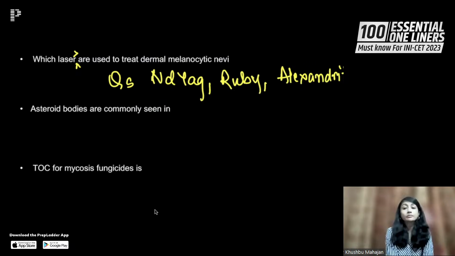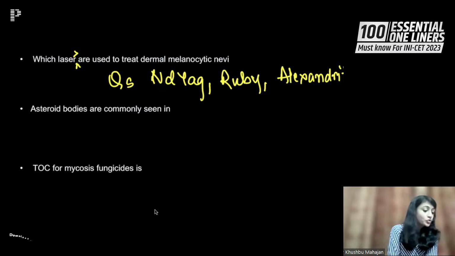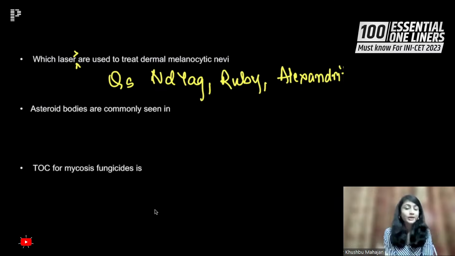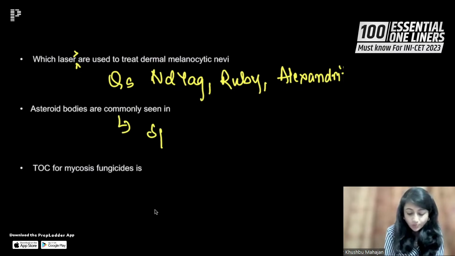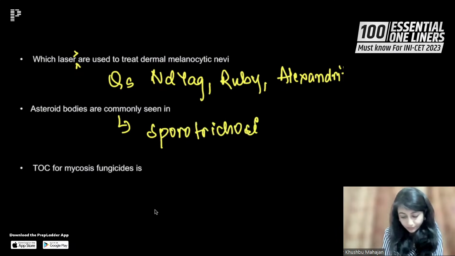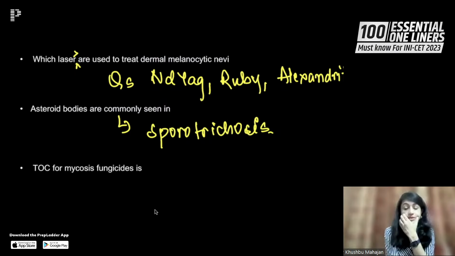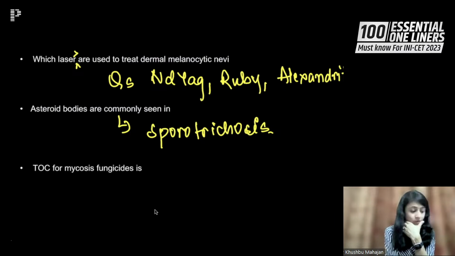Asteroid bodies are commonly seen in which condition? No, you do not use CO2 laser here, Siddharth. You use Q-switched Nd:YAG, you use ruby or alexandrite laser. Asteroid bodies are commonly seen in, not in sarcoidosis, you see it in sporotrichosis. Sporotrichosis or Sporothrix schenckii, absolutely right. You can see it also in sarcoidosis, but if you have to mark one, mark sporotrichosis.